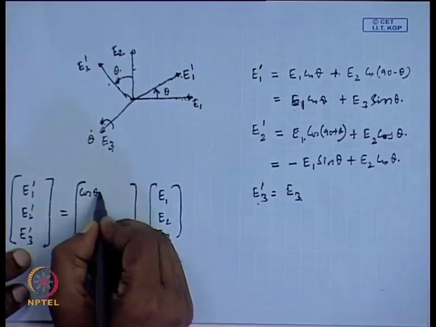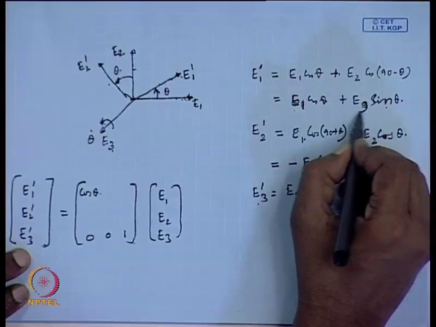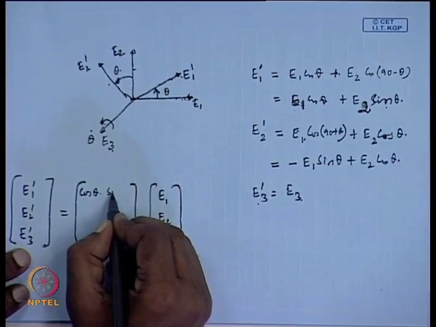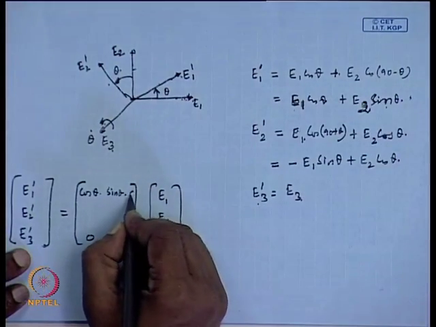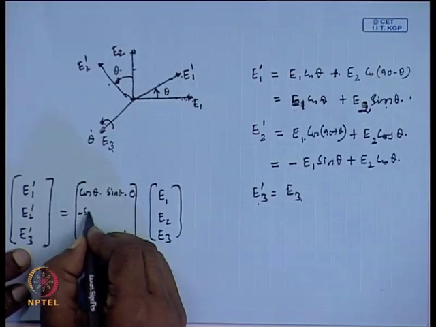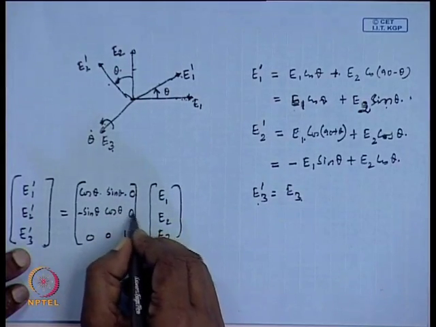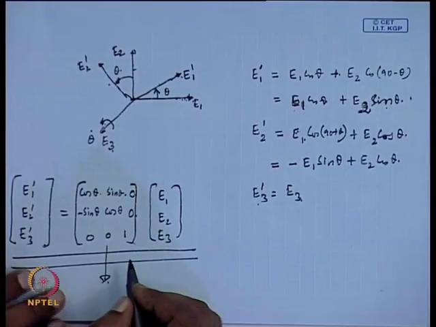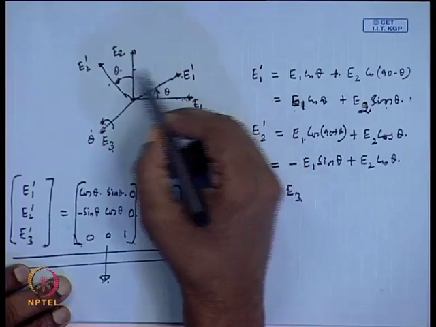So, here you have cos theta and E3 sin theta, then this is E2, sorry, this is E2 sin theta. So, we have sin theta here in this place, and E3 term is not there. So, here we put 0, and then from this place we have minus E1 sin theta. So, this is minus sin theta, and then E2 cos theta. So, we put cos theta here, this term is 0. So, this is your rotation matrix or the transformation matrix which rotates from one reference frame to another reference frame.